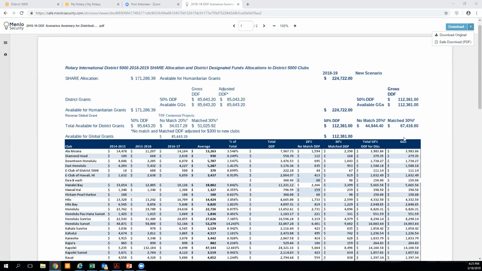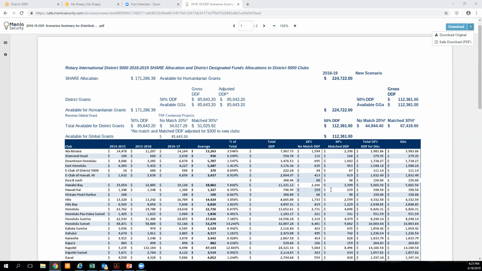And then that percentage, once we have our total district designated funds, which again is based on the total giving for the district, that percentage of the club giving is then multiplied by the total to get the total amount of DDF that they're going to get. So that 2.249% of the total amount comes out to be $558.70.